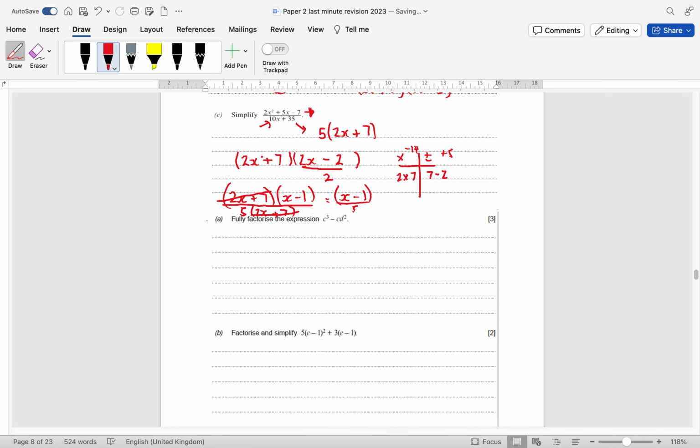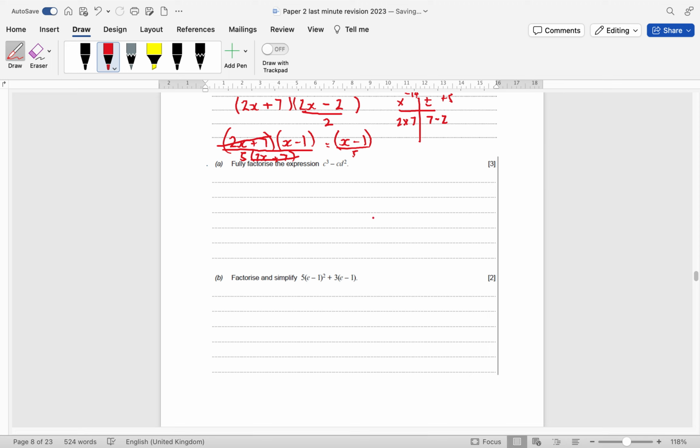Okay, now these are nuts. They are stupid. They are crazy. But they've happened twice in the last couple of years. So we're going to do them. Here, it's not a difference of 2 squares because that's c cubed. So it's not squared. The d is squared, but the c isn't. So it's not a difference of 2 squares.